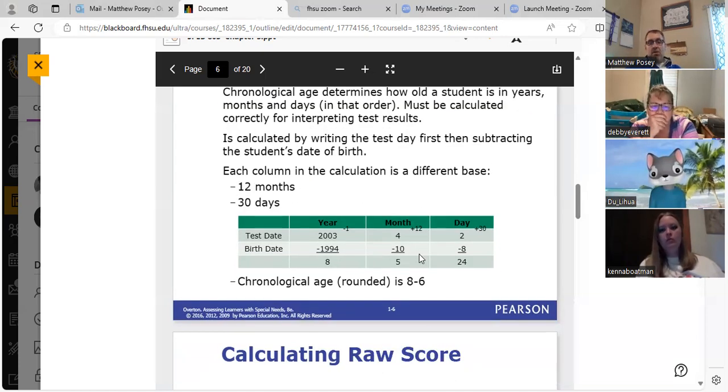So again, we talk about chronological age. On the test date, for this particular example, the student was 8 years old, 5 months, 24 days. But here it shows the process and how we do that. Debbie, do you have a question? No, I was just saying, and then you rounded up to the 8.6. Yeah, you rounded up, because it's over the 15-day mark. Yeah, there you go, round it up. So that's kind of how you go through there and calculate that.